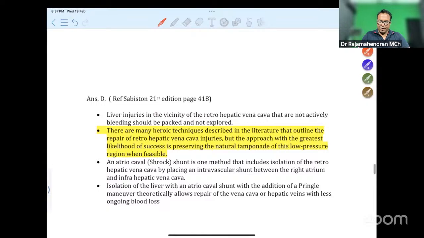See the lines. Liver injuries in the vicinity of the retrohepatic vena cava that are not actively bleeding should be packed and not explored. There are many heroic techniques described in the literature that outline the repair of the retrohepatic vena cava, but the approach with the greatest likelihood of success is preserving the natural tamponade of this low pressure region when feasible.